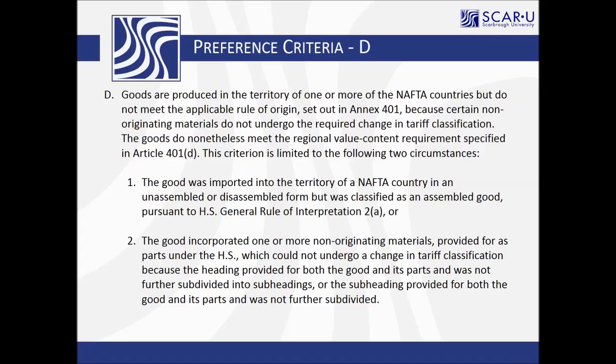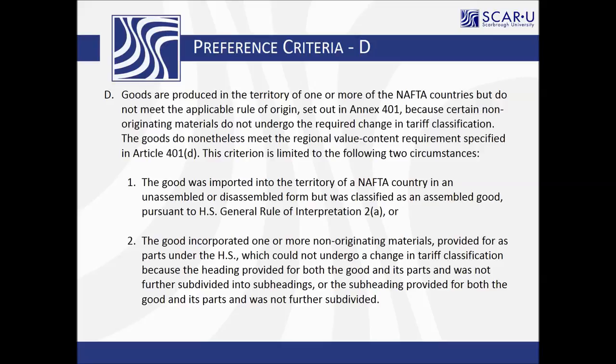D. Goods are produced entirely in the territory of one or more NAFTA countries, but do not meet the applicable rules of origin because certain non-originating materials do not undergo the required tariff shift. However, they do meet the regional value content. They're like, well, now what do I do? There are two places that this is okay.